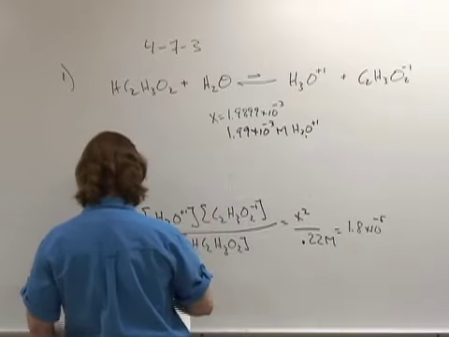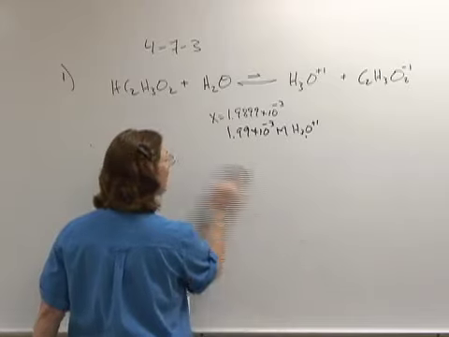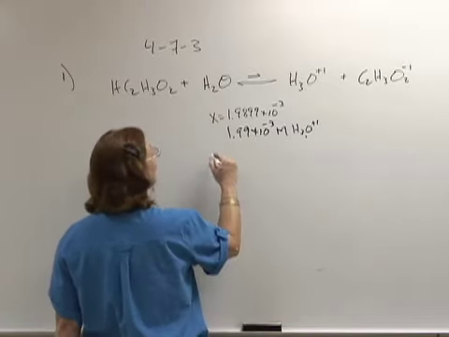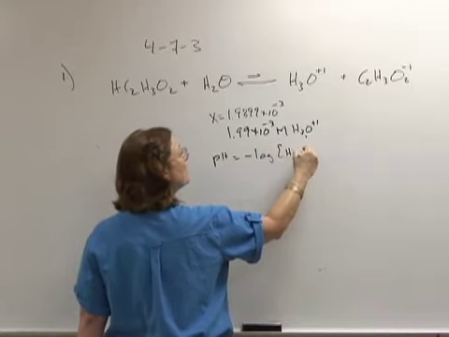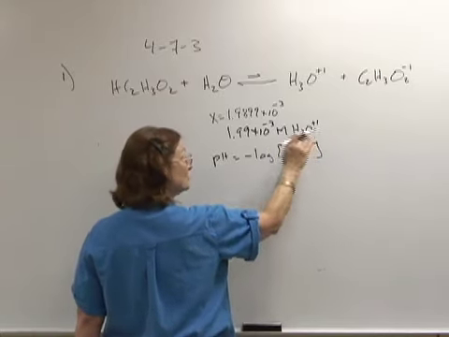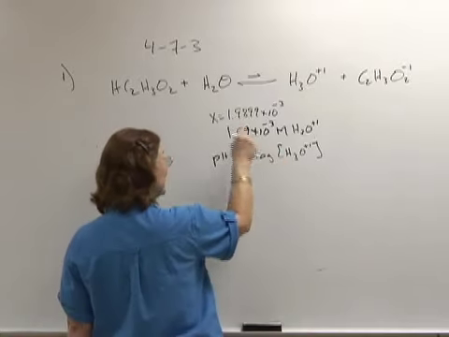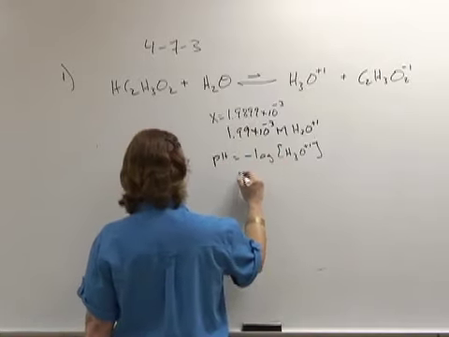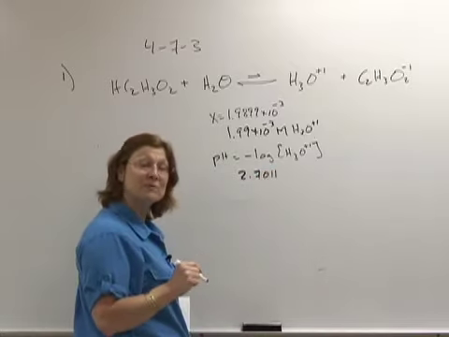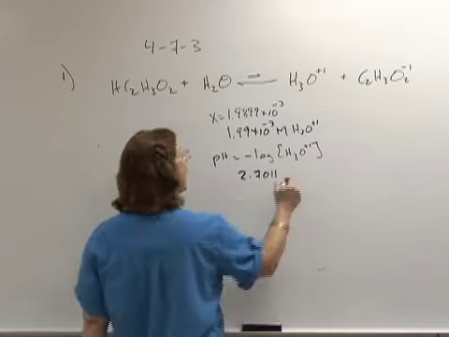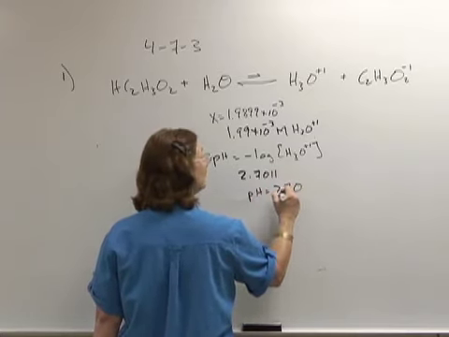And then I know that the pH is equal to the negative log of the hydrogen ion. pH is equal to minus the log of the hydronium ion, and that's what I was looking for. And these brackets mean molarity. And when I take the log of this number, I get 2.7011. Again, I'm going to round to the hundredths place, and my pH is equal to 2.70.